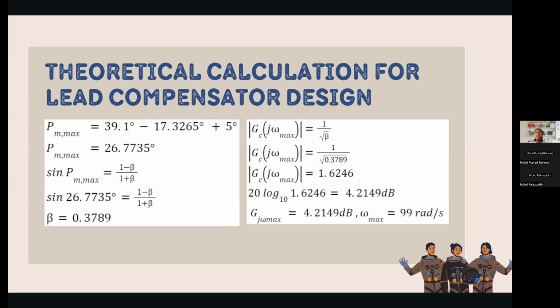And then we find the GC omega max, which is 1 over square root beta, and we will get it is at 1.6246 dB. And we need to find the dB, which is 4.2149 dB. And we see the radian per second at that magnitude, and we will get it is 99 radian per second.